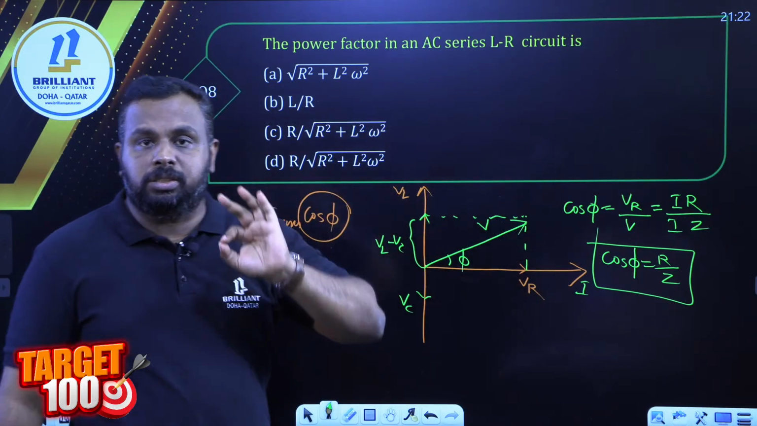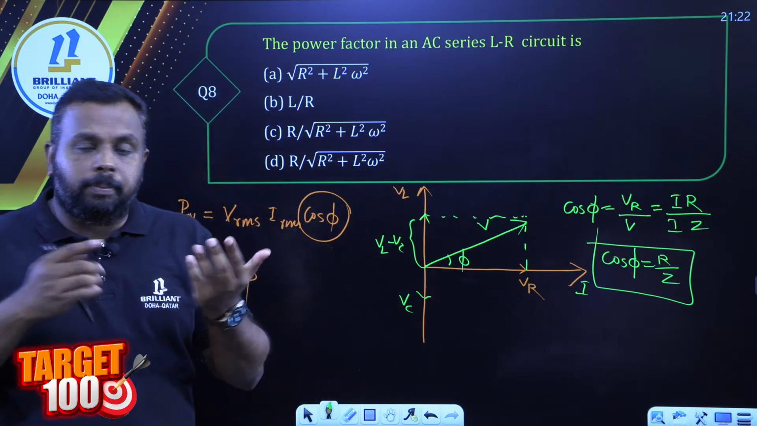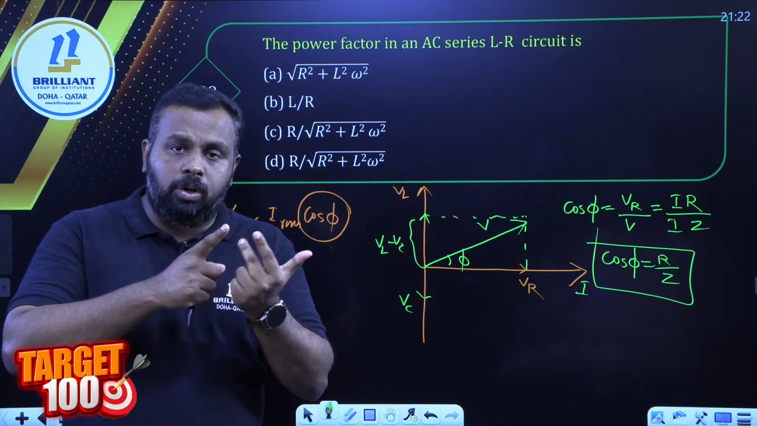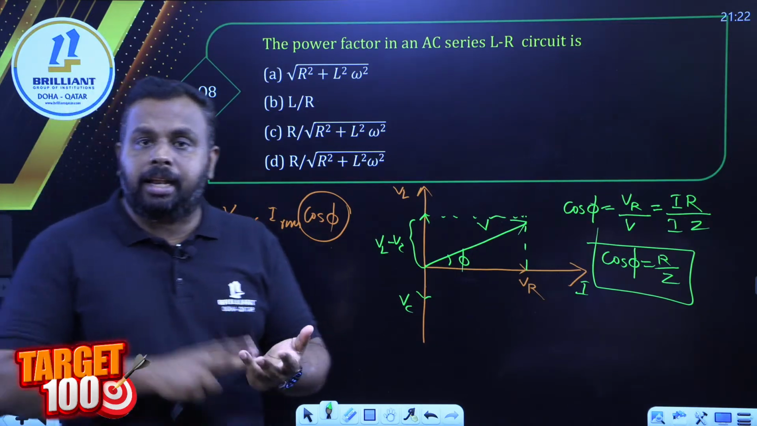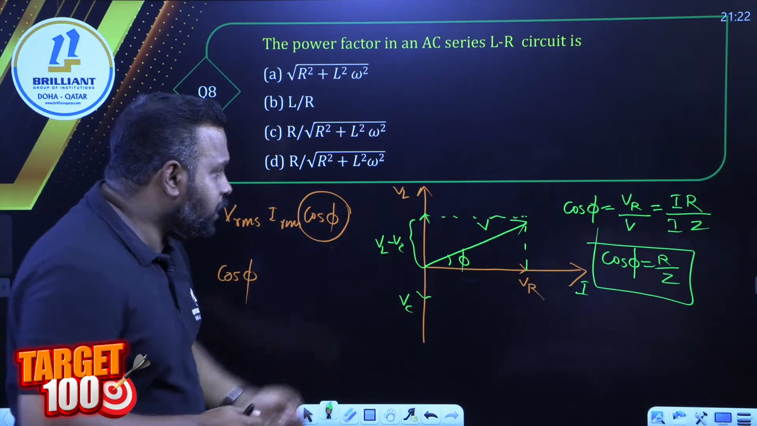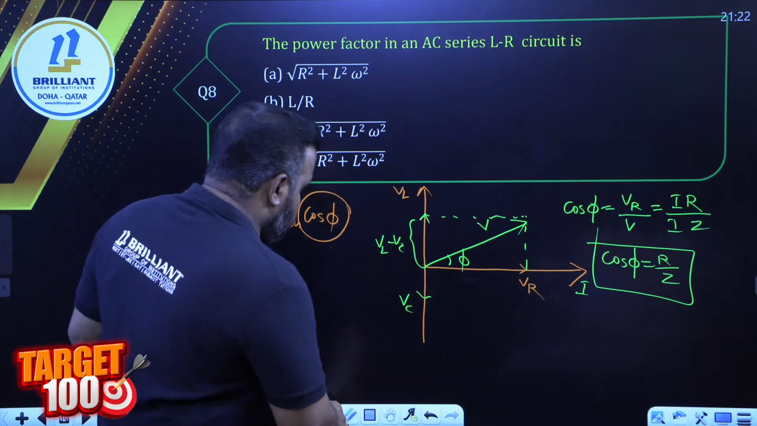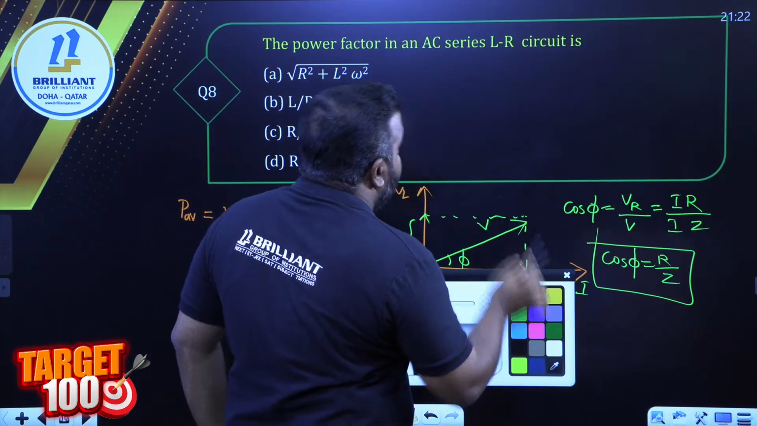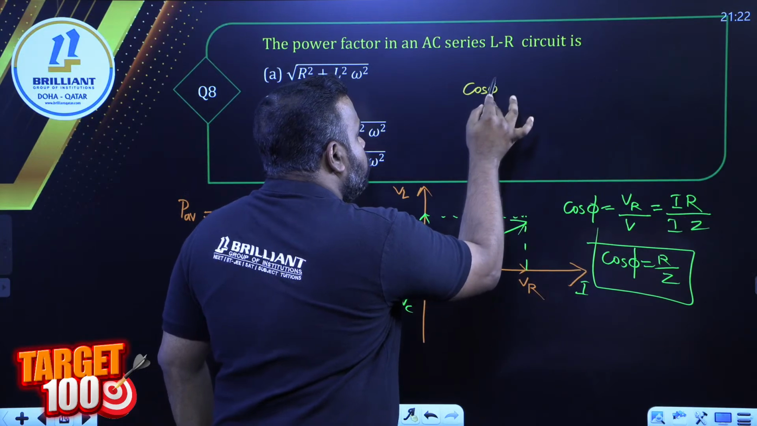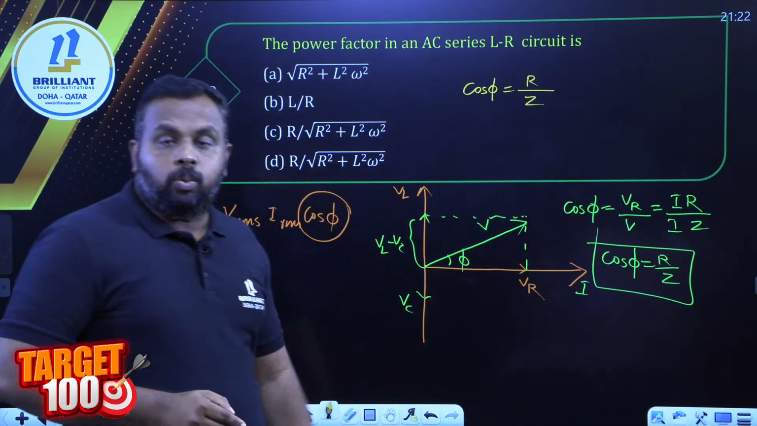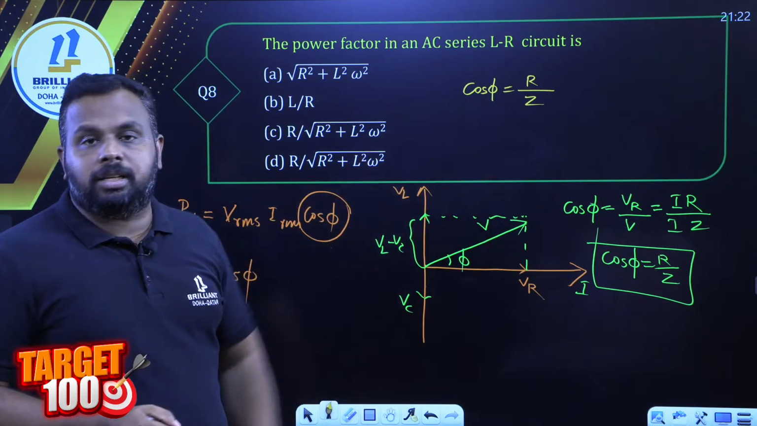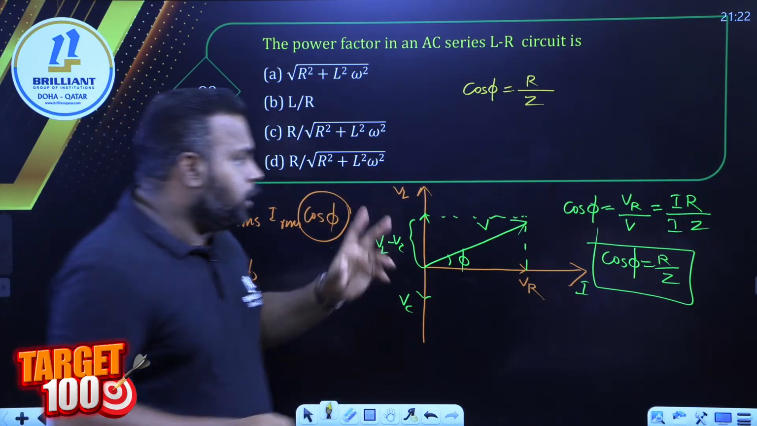Now you can check the question. It is an LR circuit, so please don't be confused. We may be studying R only, L only, C only. After that, what we studied is LCR, but they can ask LR circuit, CR circuit, anything. That's very simple. So this is an LR circuit. So cos phi, power factor, what can we write? Cos phi is equal to R by Z. What is impedance of an LR circuit?